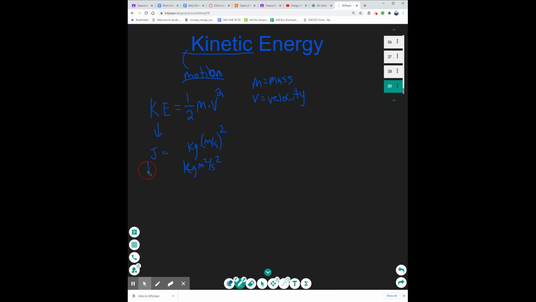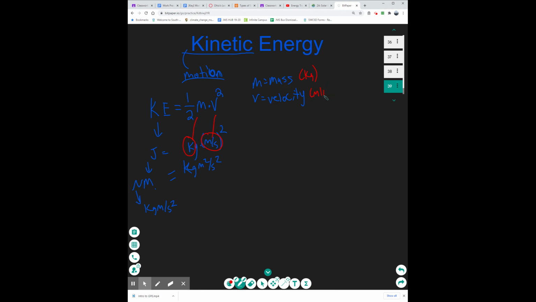And if you remember that a joule is a Newton meter and that a Newton is a kilogram meter per second squared, we then have kilogram meters per second squared times meters, which is equal to kilogram meter squared per second squared. So that's why we need to use the correct units when we're doing this. So please, for mass, you need to use kilograms, and for velocity, you need to use meters per second.